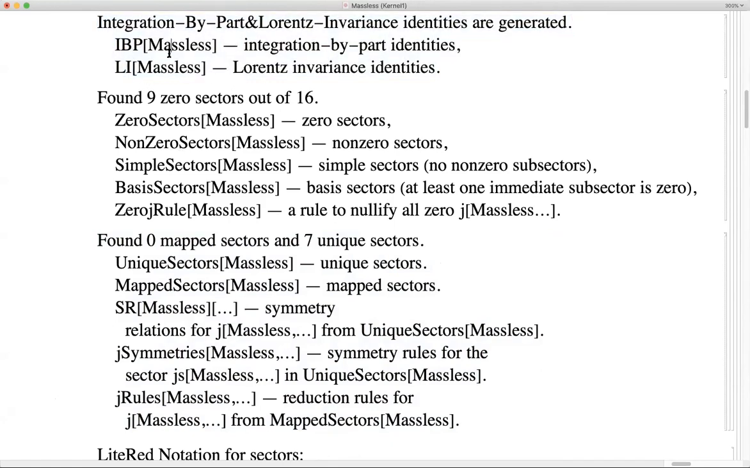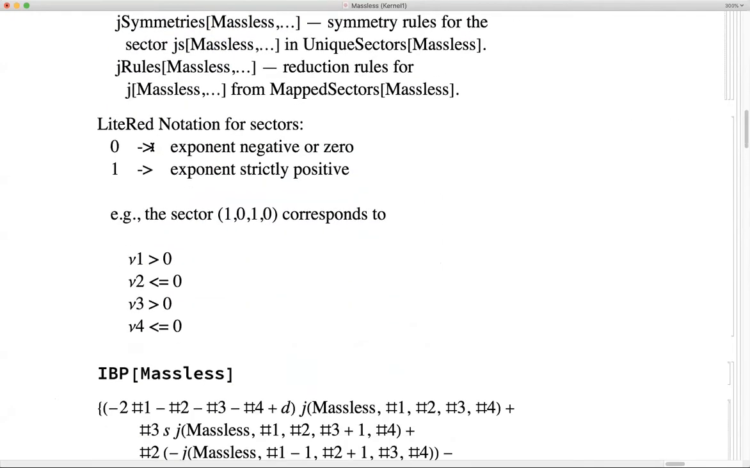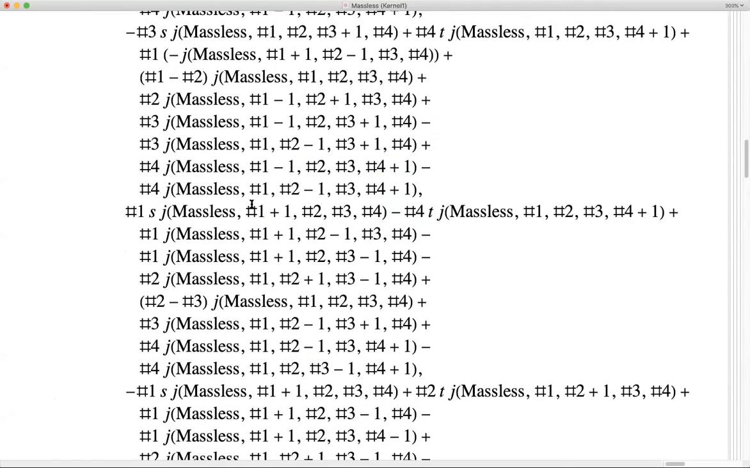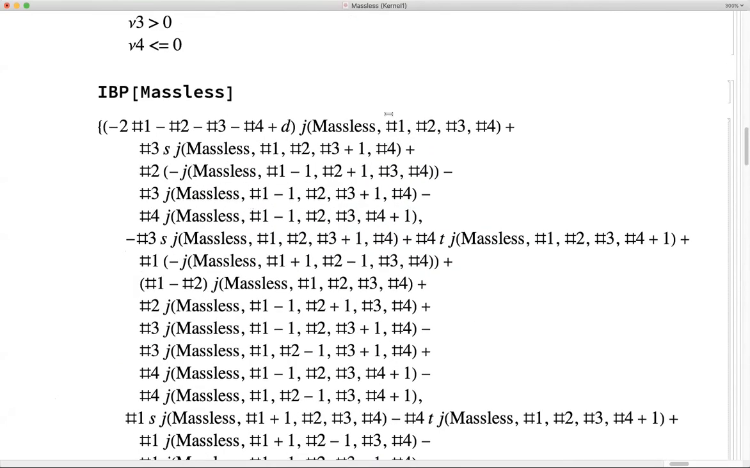For example, if you IBP your family, which I called massless, these would be the IBP relations. It can tell you which sectors are zero sectors, non-zero sectors, and so on. The language is a bit cryptic because it's internal, but this would be nu1, nu2, nu3, nu4. J is always the integral, with values nu1, nu2, nu3, nu4, and the hashes are just placeholders. And these would be the recursion relations that relate them to different values of nu1.